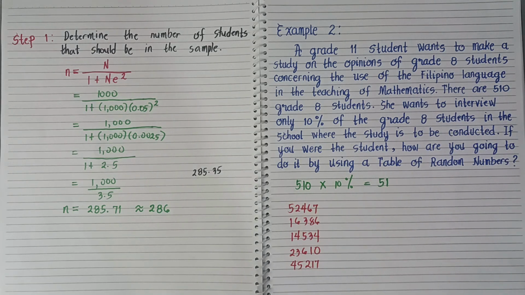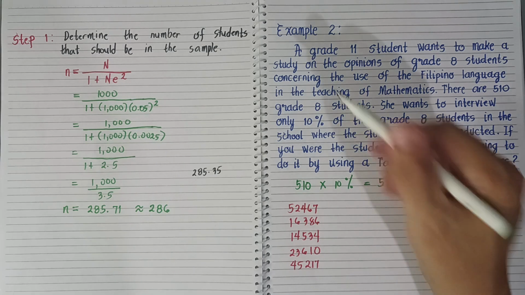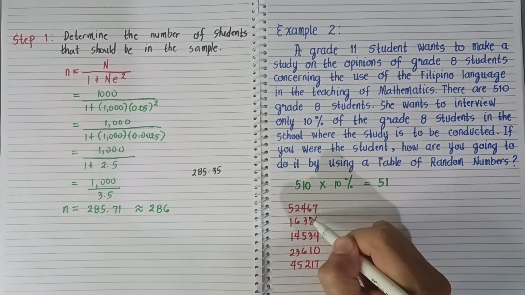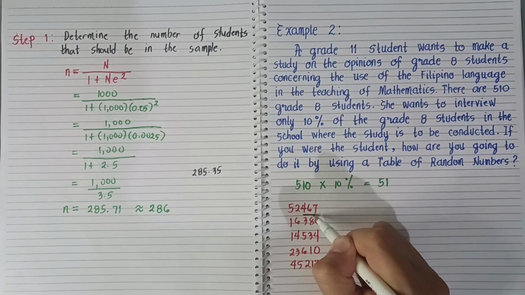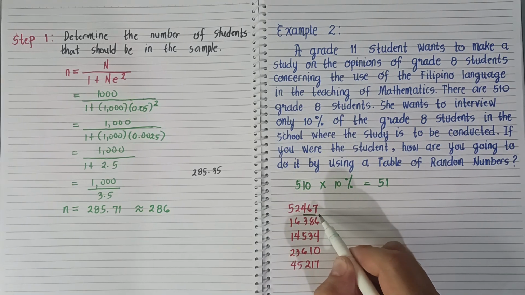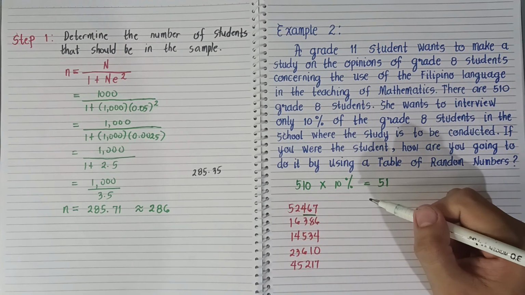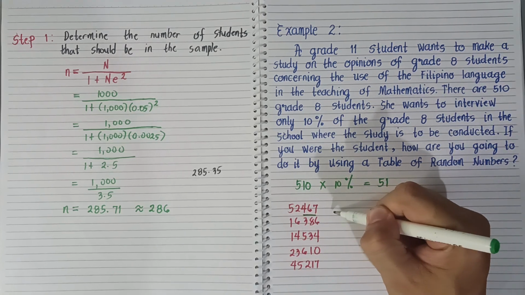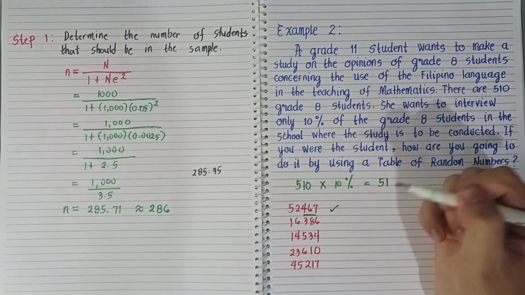So guys, dito, since 5 digits yon, consider only the 3 digits. Okay, so ito yon guys. So 4, 6, 7. Okay, so 4, 6, 7 is your first sample, right? So check natin yan. First member of the sample.